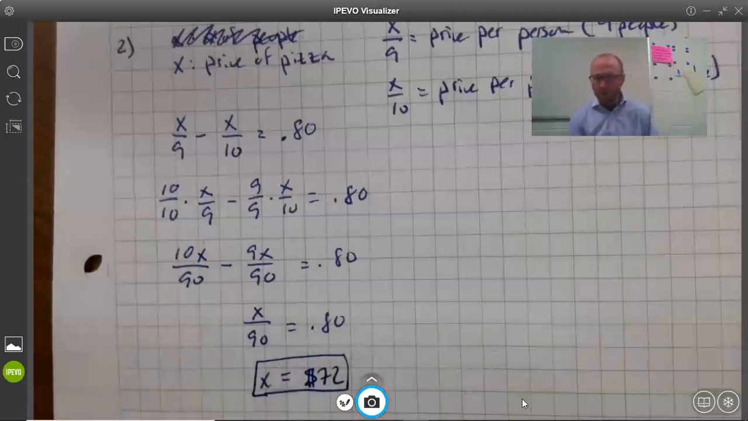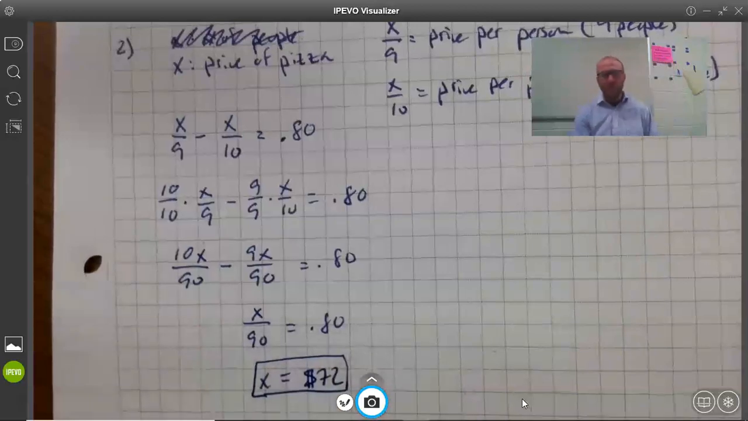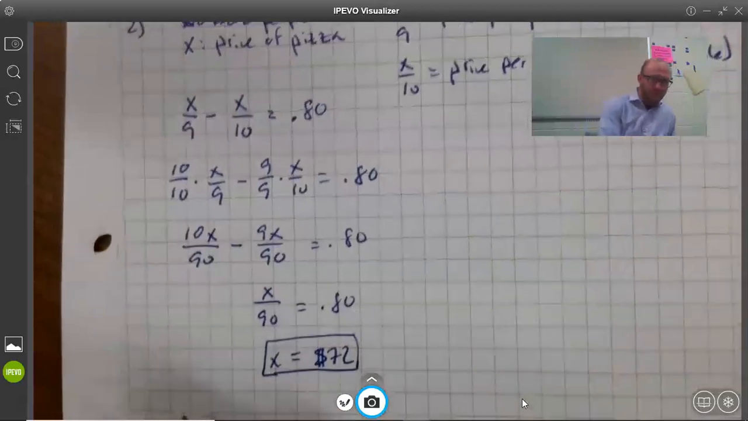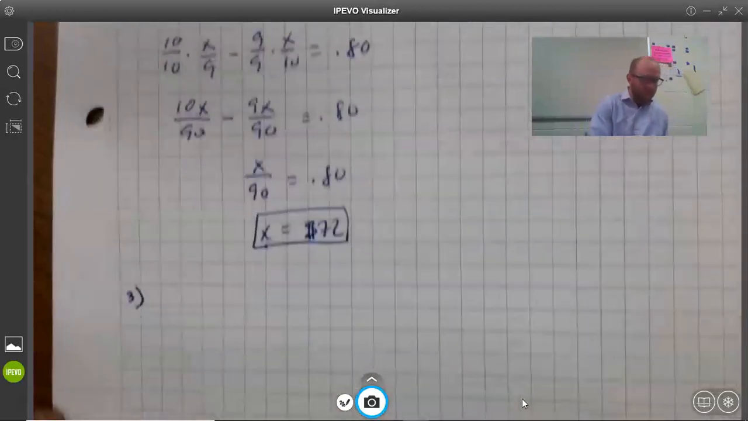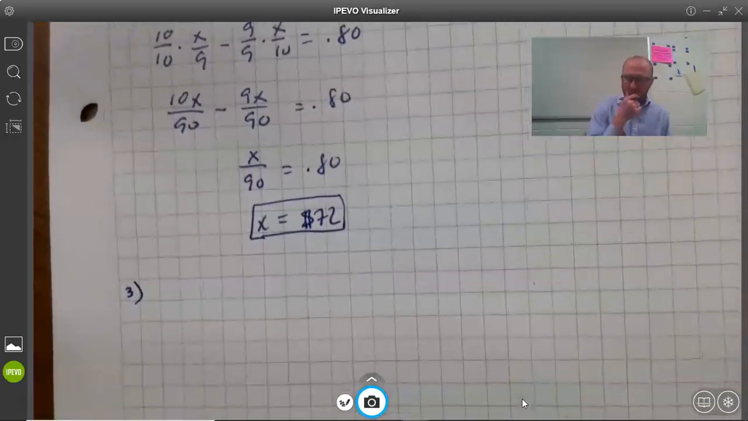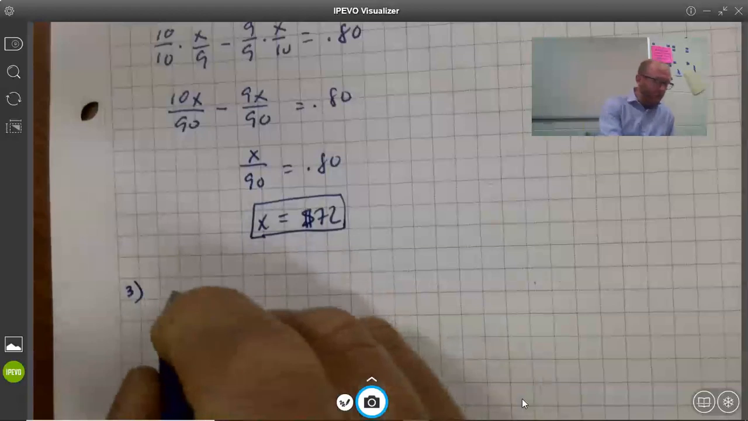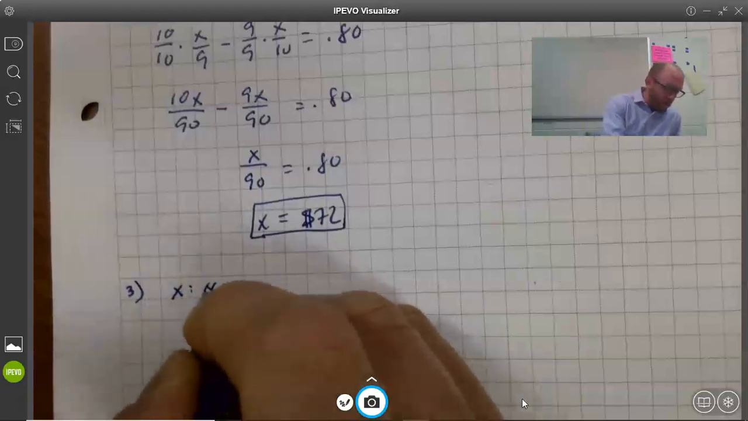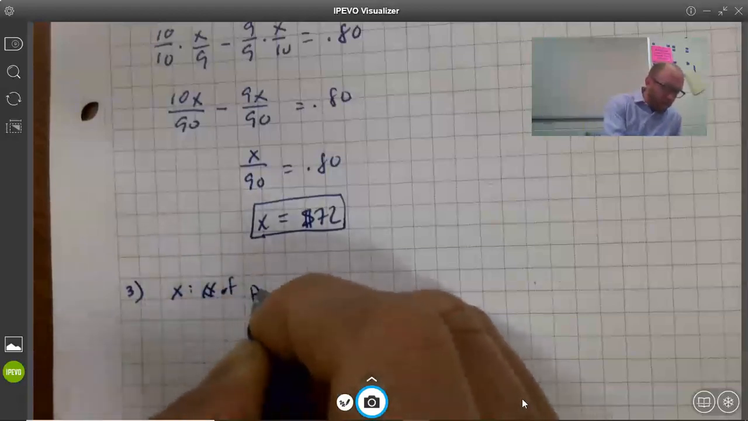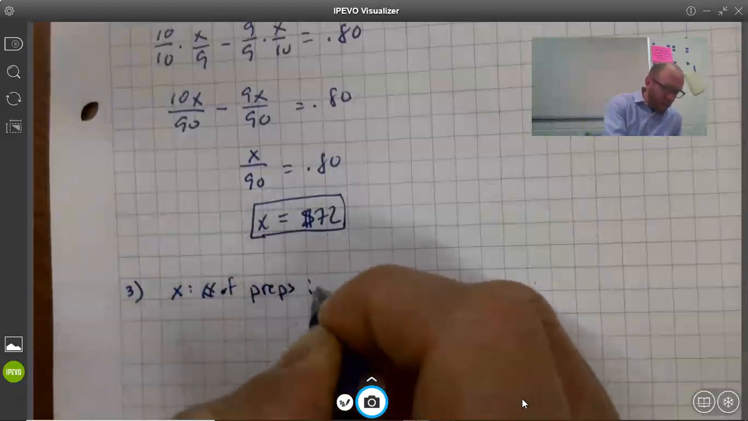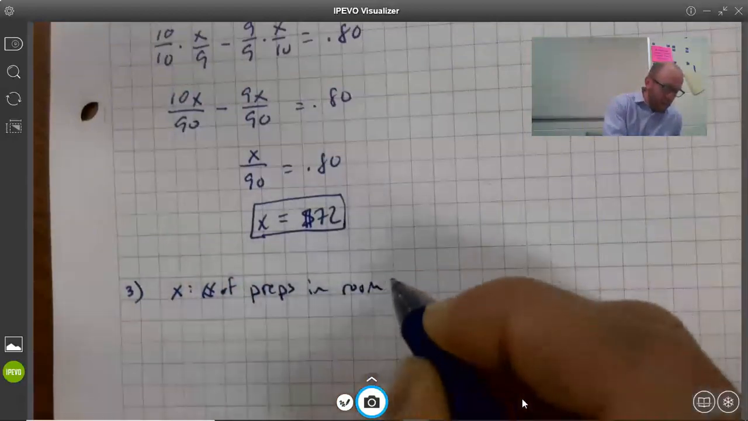Okay, next up. So several preps were meeting in a room. I think we have room for this down here. All right, preps meeting in a room. It says that after 85 of them left, the room was 6/11th as full as it was initially. How many preps were in the room at the start? So we're going to call X the number of preps in the room originally.